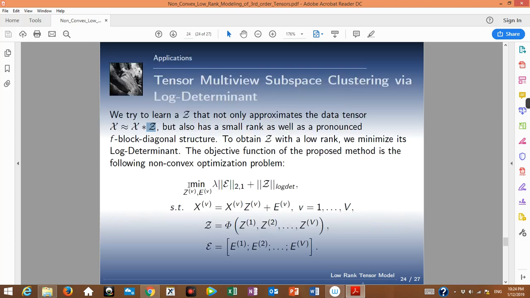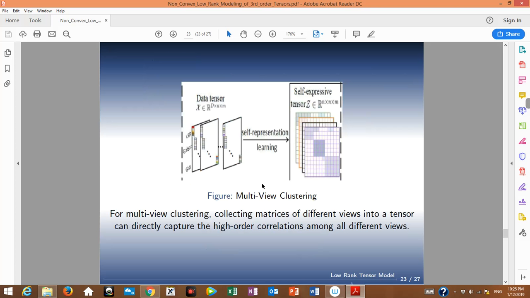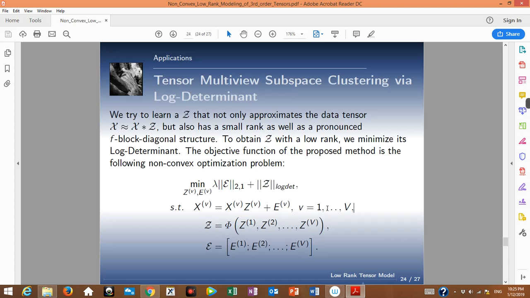So this is our optimization problem. You can see for each view, this is the same as matrix subspace clustering, but we store the images in different views as a tensor, because in this way, we can directly capture the high-order correlations among all the different views. So this method is very efficient.